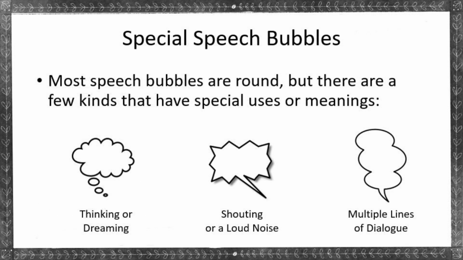With comics, there are going to be a couple of special speech bubbles. So any ones that happen to look like a cloud are usually going to mean thinking or dreaming. Ones that have jagged edges are usually going to mean shouting or a loud noise. And then if there's multiple lines of dialogue, usually they're going to be put in bubbles that are piled on top of each other or connected via little lines so that you know it's being said by one person.